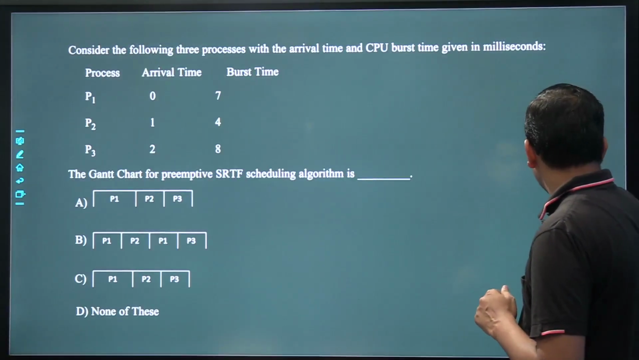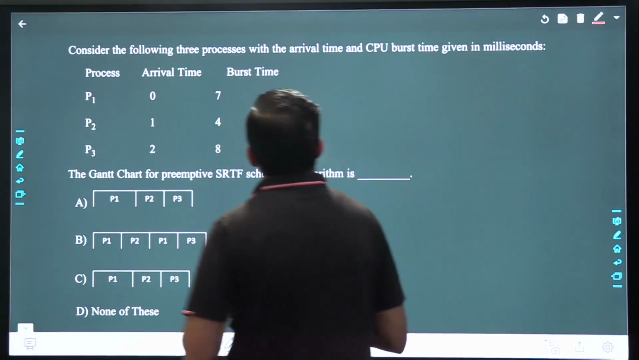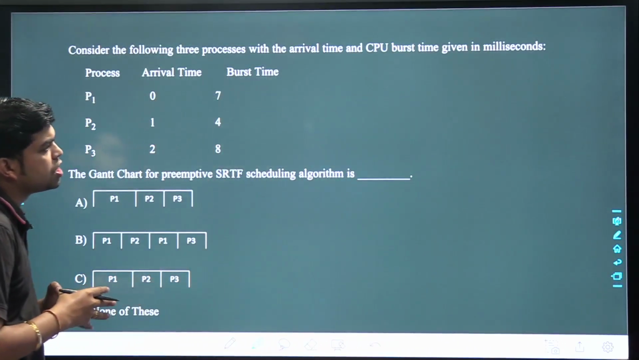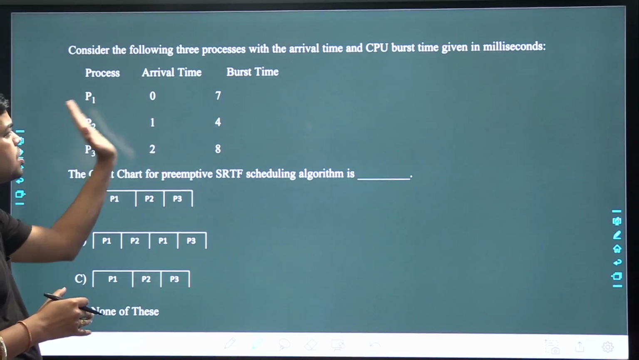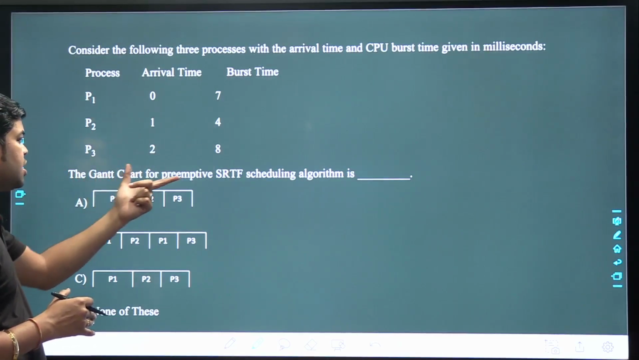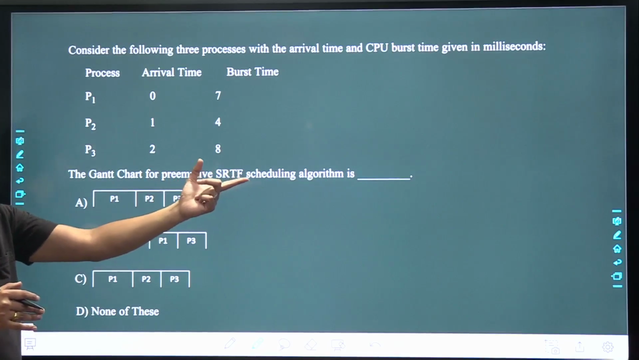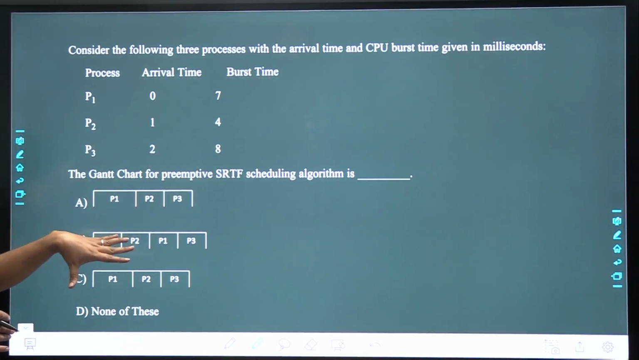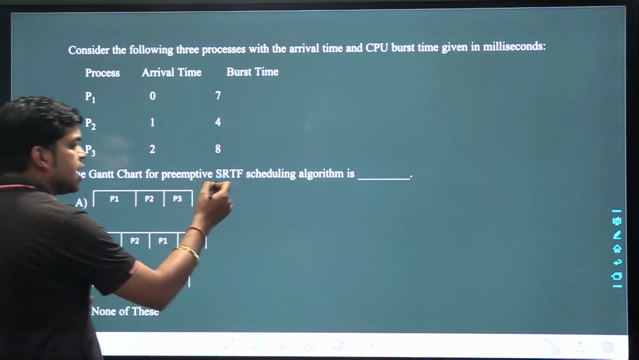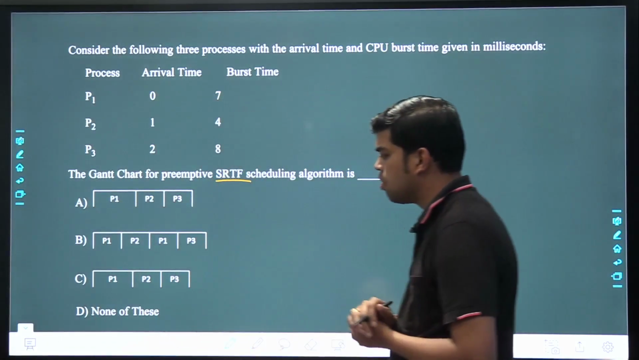Now, the next question. Consider the 3 processes with arrival time and CPU burst time in milliseconds. Arrival time and CPU burst time are given in milliseconds. The Gantt chart for a preemptive SRTF scheduling technique is given. Now, which of the following is the correct Gantt chart for SRTF? That is the question: A, B, C, or none of these.